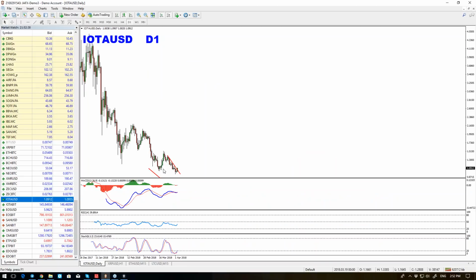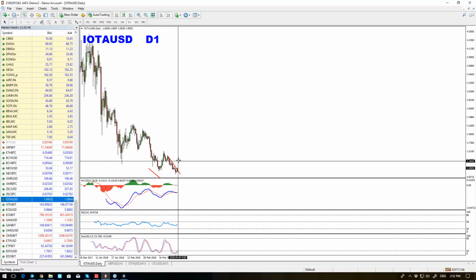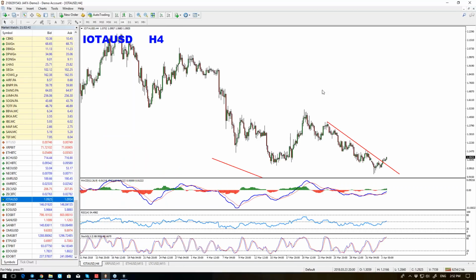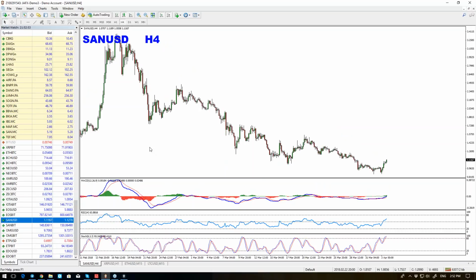IOTA, same story. Okay, the divergence from the daily, the false break that is forming and most likely will complete by the end of the day. Second false break, 4-hour breaking, giving us the okay: retraces and buy. And I can keep going over all of them, but it's the same.